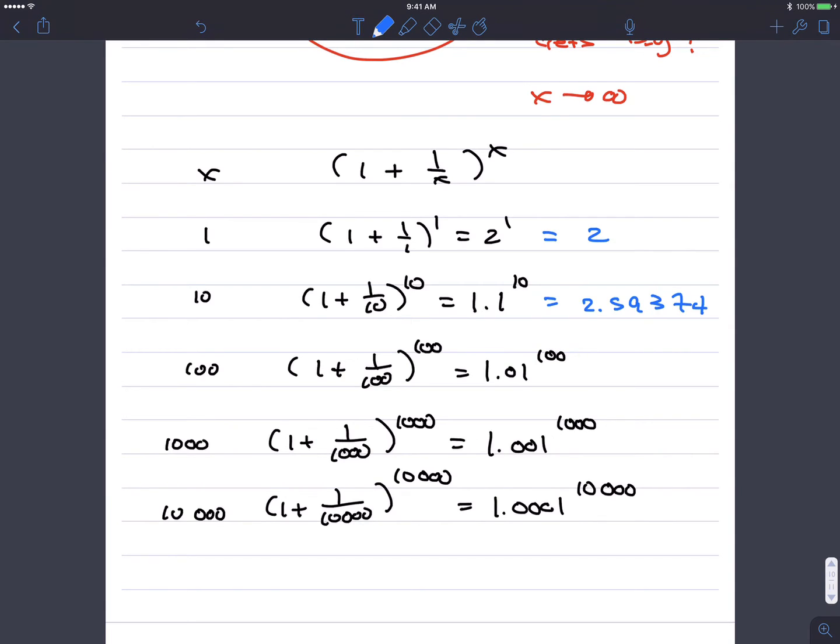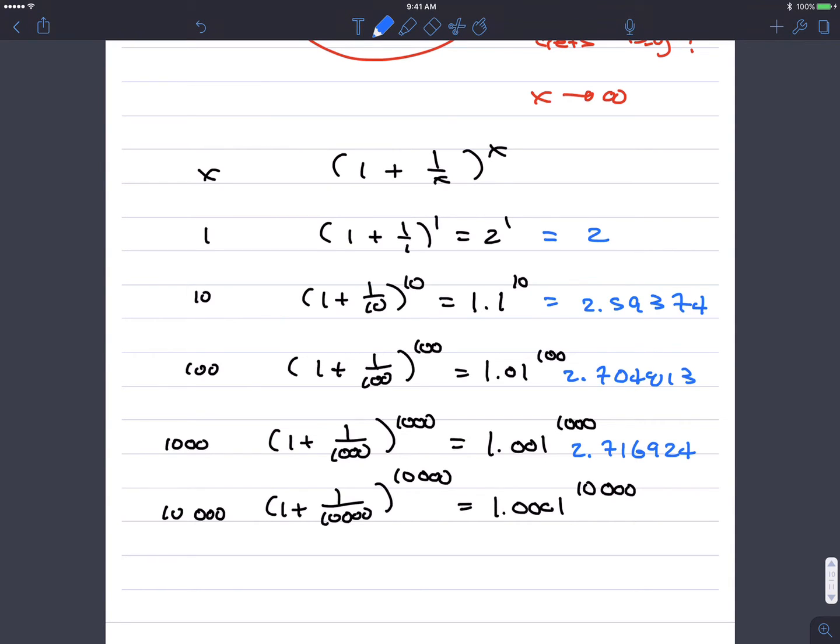Now let's see what this other value comes out to. 1.01 raised to the 100th power. This is about 2.704813. And then 1.001 raised to the 1,000th power is 2.716924.